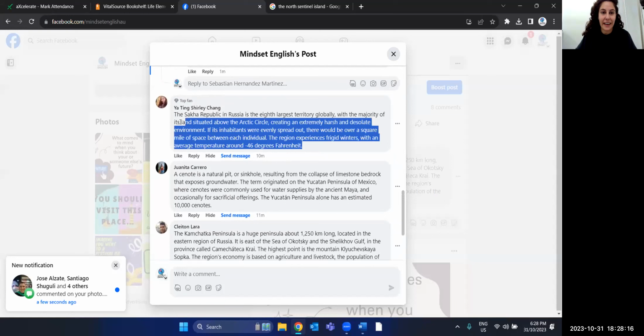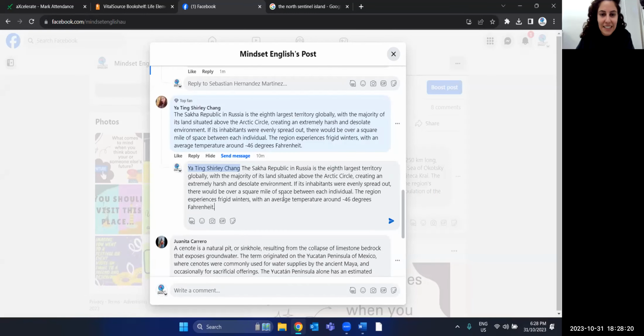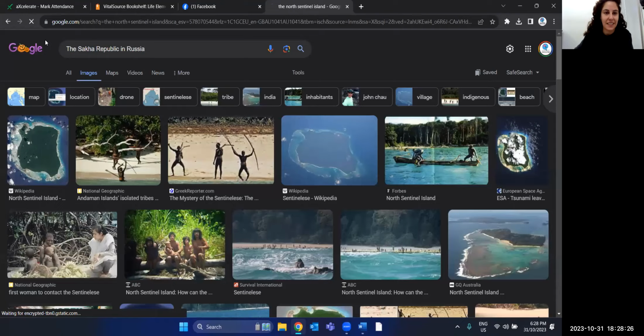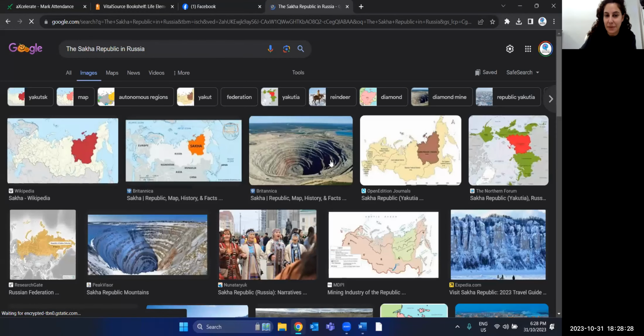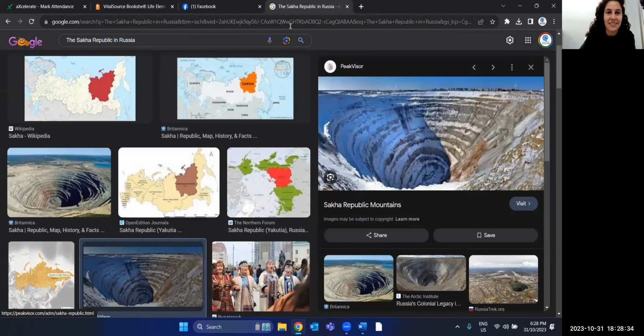Okay, Shirley, we have the Sakha Republic in Russia. This was an interesting place. So this is the place that Shirley is speaking about. Wow. Wow, wow, in the mountains.